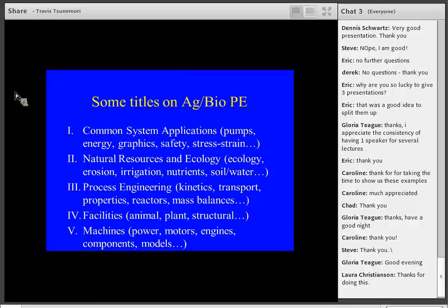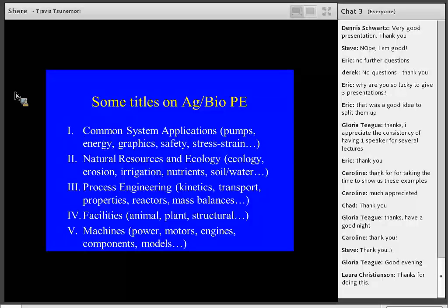Number 2, natural resources and ecology. So there's the bio or environmental side: ecology, erosion, irrigation, nutrients, soil and water, things like that. The third one is process engineering, and that includes kinetics, transport, properties, biomaterials properties, which we're going to talk about tonight, reactors, mass balances. Number 4 is facilities, and this can include structural components.